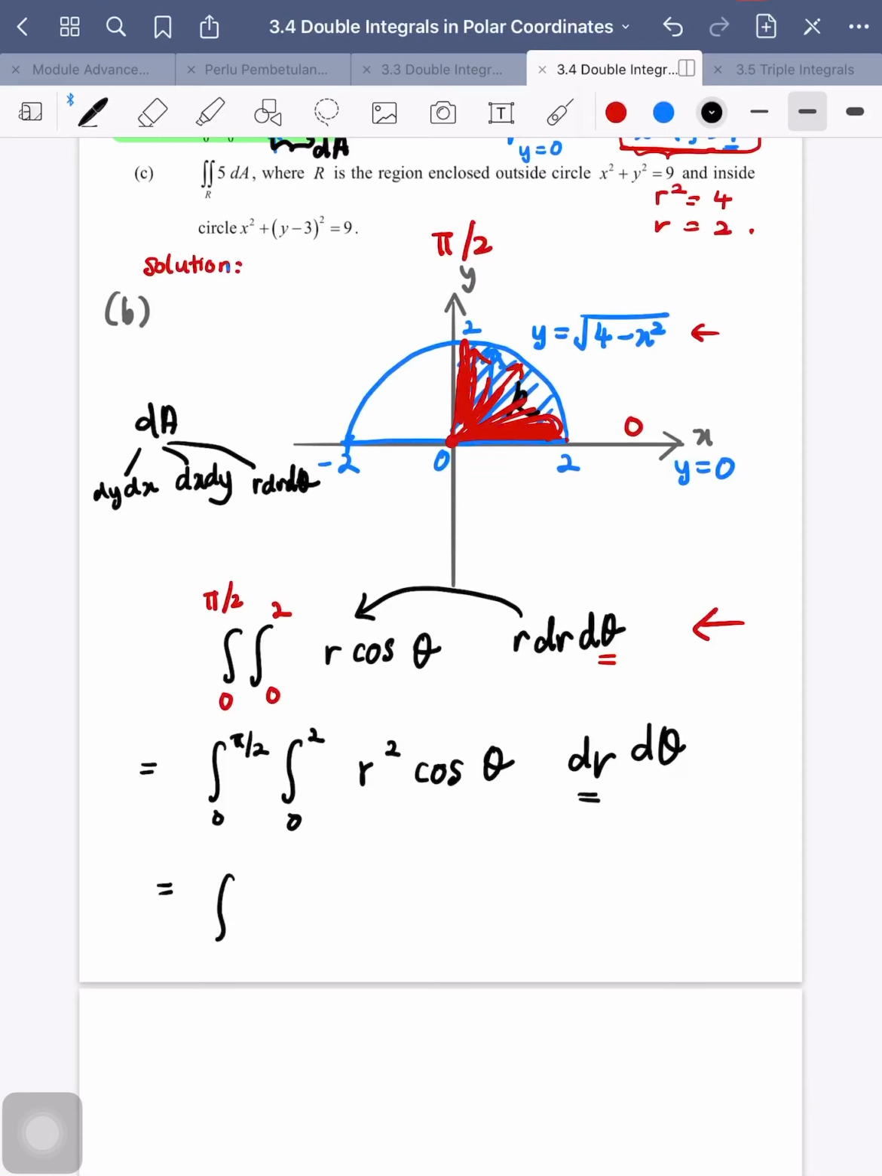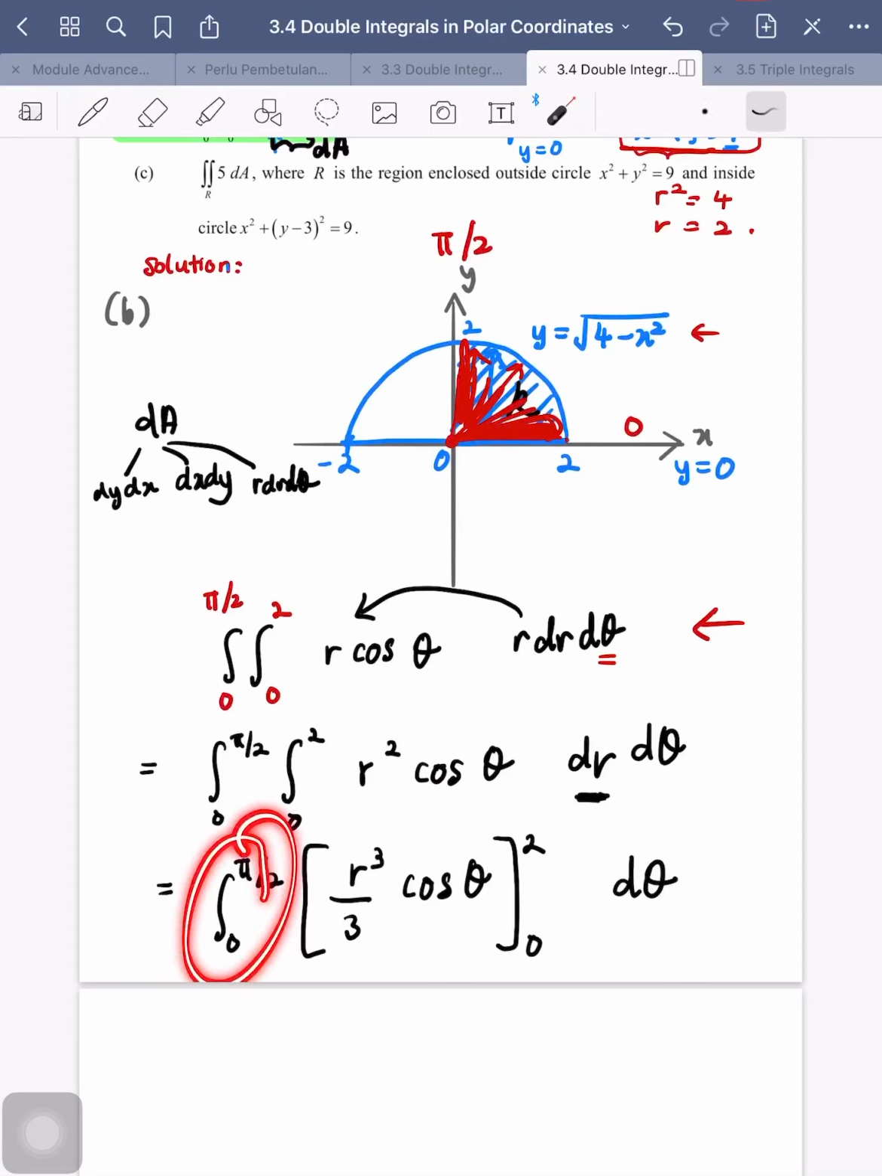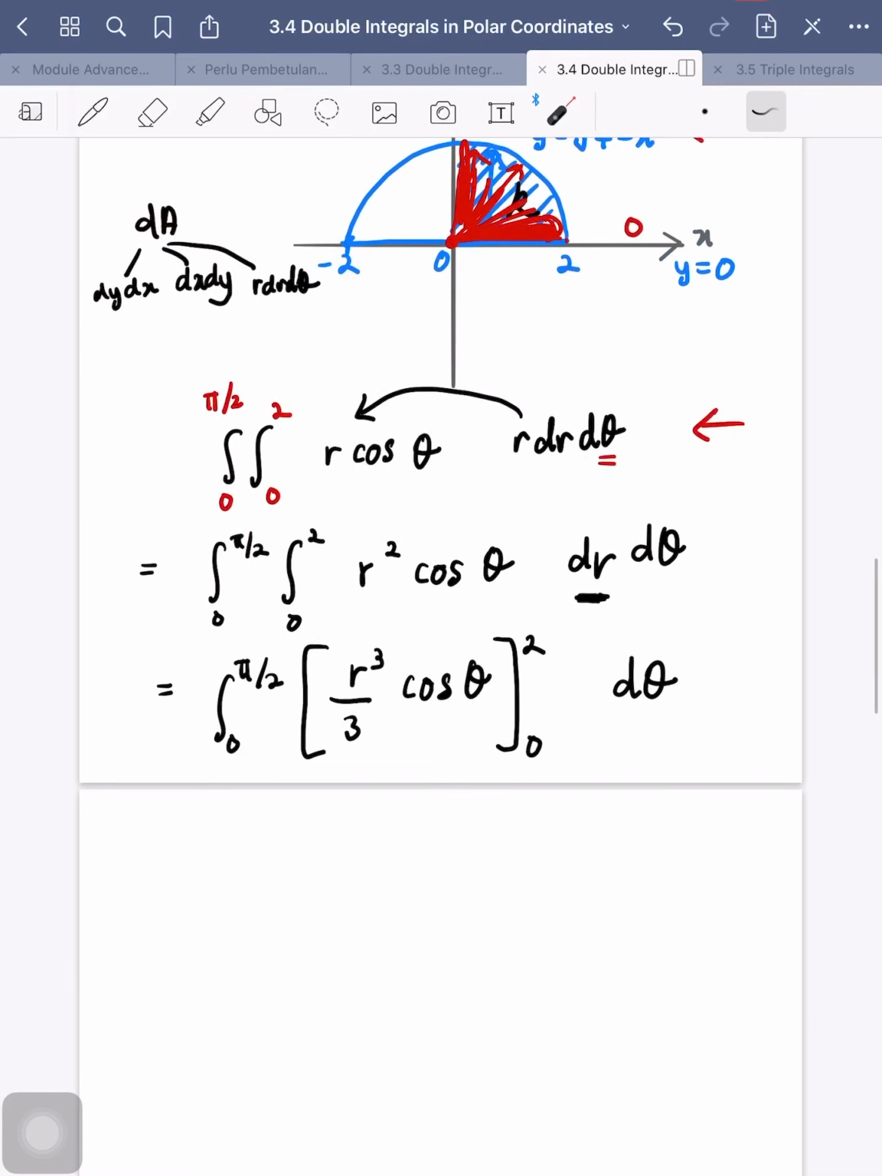So now I integrate with respect to r. So I have 0 until pi over 2, r squared becomes r cubed over 3, cos theta. Theta you just bring, just follow, because integrating with respect to r, the theta becomes constant. Then put your limit 0 until 2. The d theta follows because you have not integrated yet.